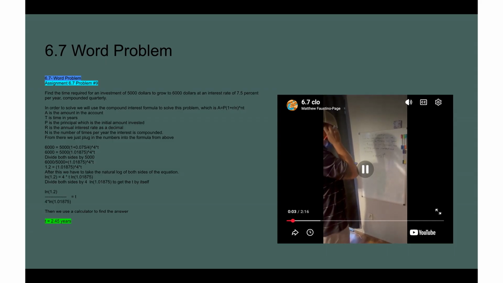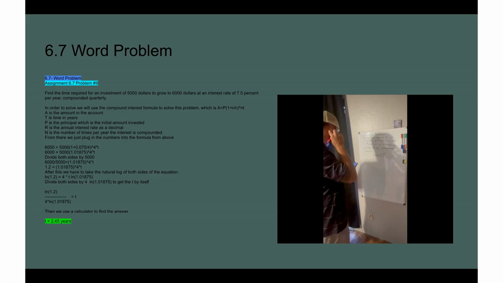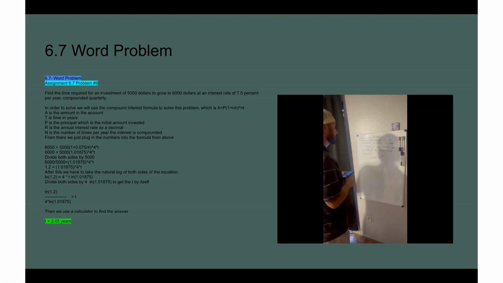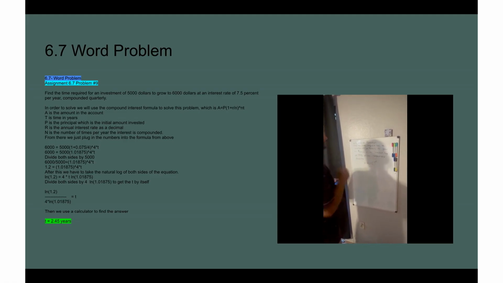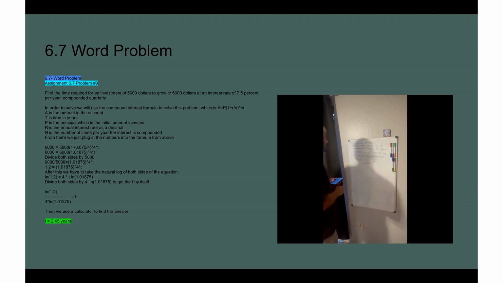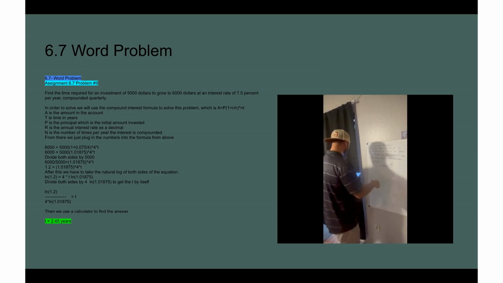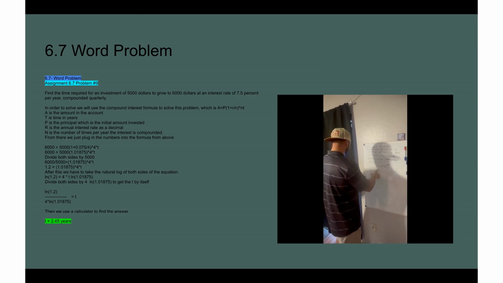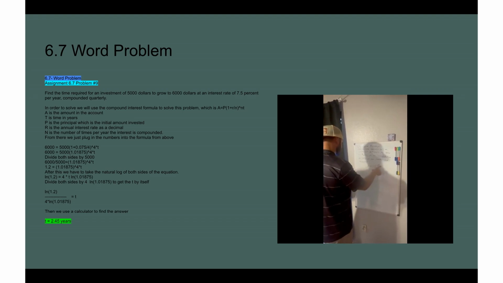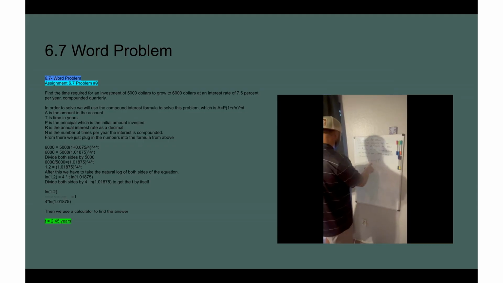(6.7) It's a word problem. Assignment 6.7, problem number 9. Find the time required for an investment of $5,000 to grow to $6,000 at an interest rate of 7.5% per year, compounded quarterly. In order to solve, we will use the compound interest formula, where A is the amount in the account, t is the time in years, P is the principal of the initial amount invested, and 1 plus the rate over the number of times it's compounded.